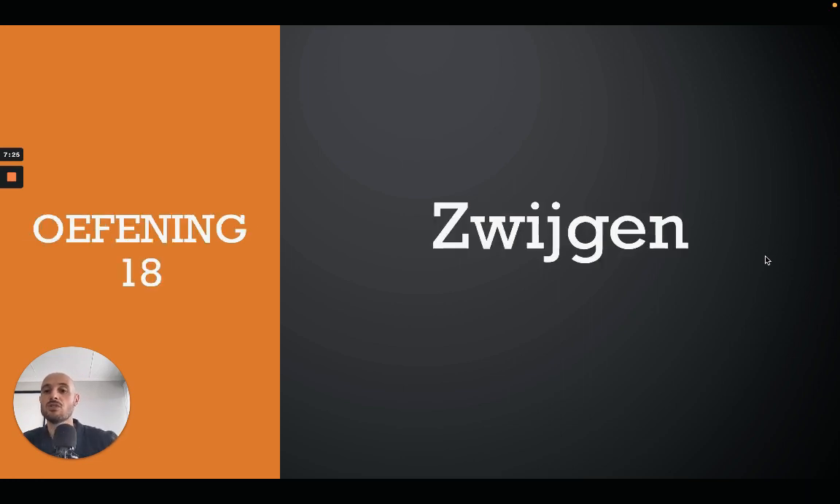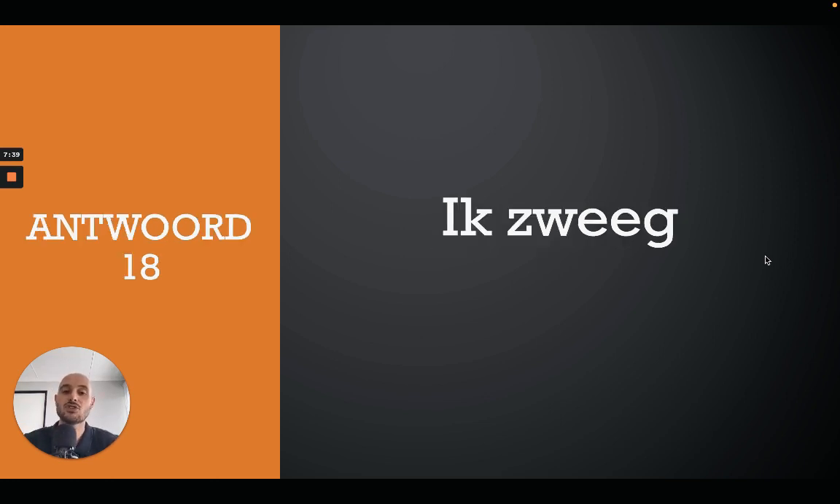All right, we go to number 18. Zwijgen is to stay silent or to be quiet. So how would you say I stayed silent or I kept silent? Well, that would be an I and a J, so that might be a little bit of an indication. And the correct answer is ik zweeg. So as you can see, that I and J becomes a double E. Ik zweeg. So I stayed silent, I kept quiet.